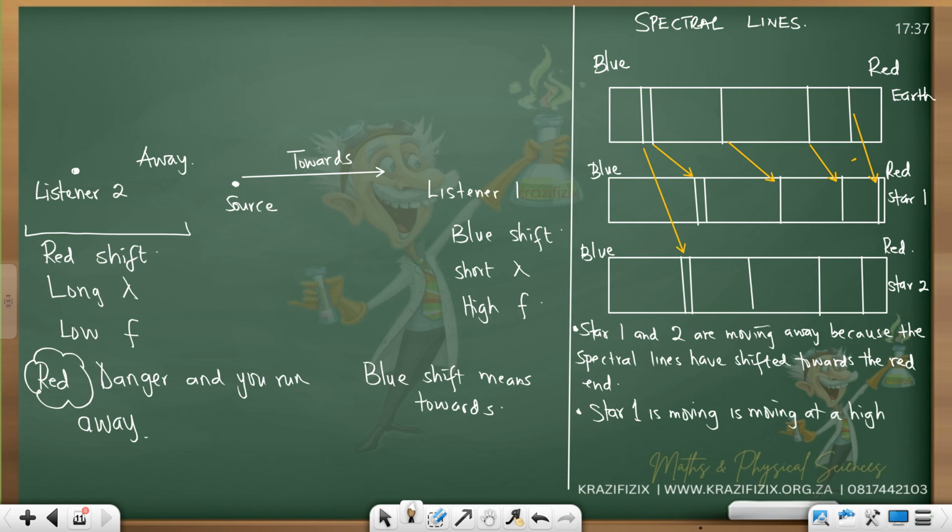Star 1 is moving at a higher speed away from the earth than 2 because it is more red shifted. Guys, are we okay, please?